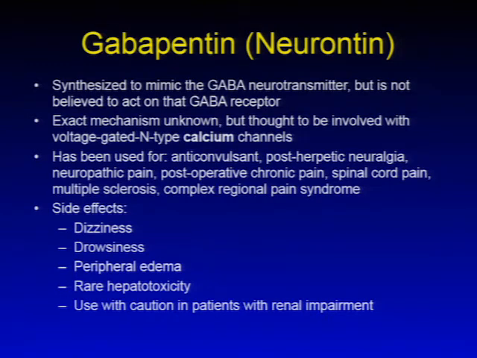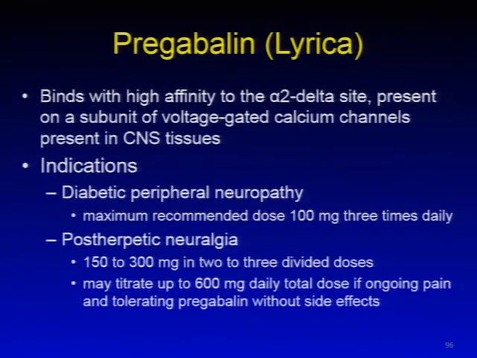Gabapentin is a commonly used anticonvulsant. It is synthesized to mimic the GABA neurotransmitter, but is not believed to act on that GABA receptor. Its exact mechanism is unknown, but is thought to be involved with voltage-gated N-type calcium channels. It has been used for postherpetic neuralgia, a variety of neuropathic conditions, and complex regional pain syndrome. The most common side effects are dizziness, drowsiness, peripheral edema, hepatotoxicity, and it needs to be renally dosed.